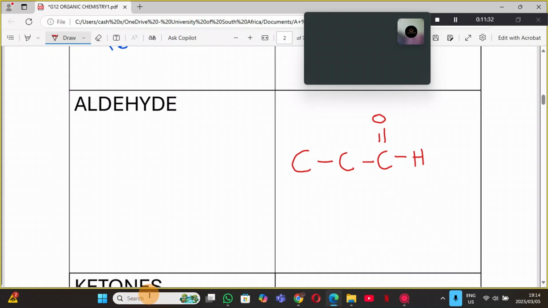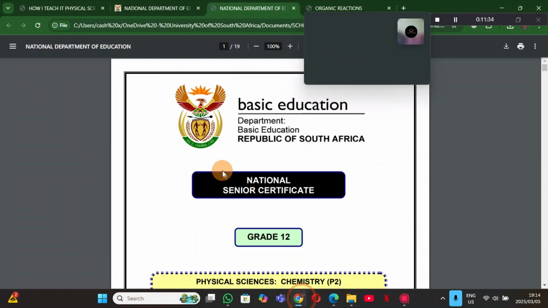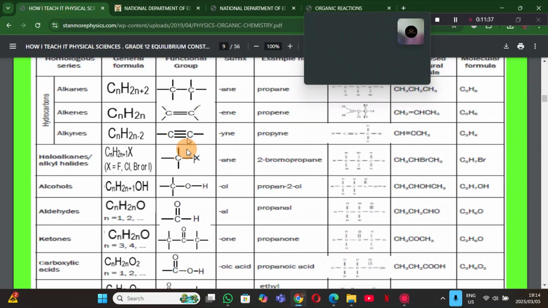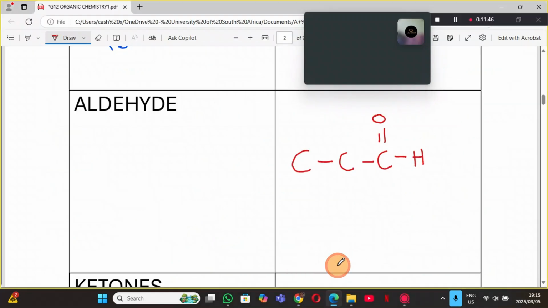Wait, so an aldehyde is not... So let's say that O double bond, it wouldn't be an aldehyde if it was in the middle. No. Now that's where we are going to talk about isomers. What are isomers?